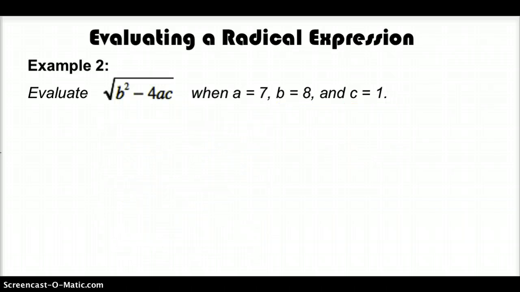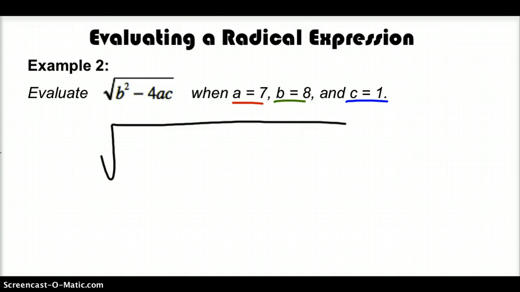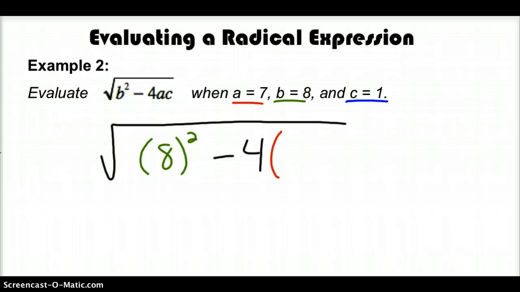Okay, so our second example here, it's the same thing where a is 7, b is 8, and c is 1. I'm going to go ahead and underline our important info here using different colors. I'll write my jumbo radical, and I'll plug in the information that we know. So b squared, this will be 8 squared, minus 4 times a times c. So 4 times 7 times 1.